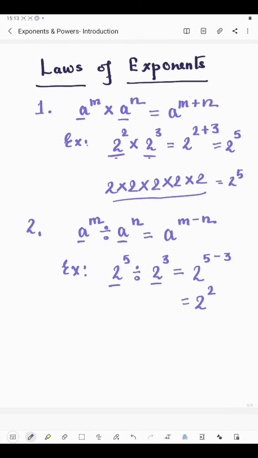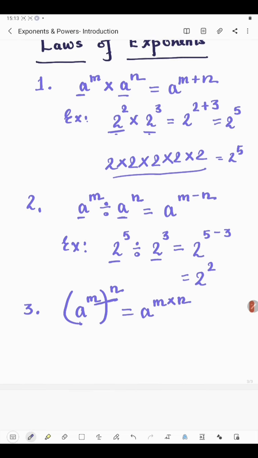So that means when we have the same base and in between divide sign is there, then powers are subtracted. Now coming to law number 3, which is a to the power m whole to the power n. Then we just multiply the power. So we'll write the base and powers of power will be multiplied. So it will be m multiplied by n, which is mn. Just take an example now based on this, say 5 to the power 2 whole to the power 3. This 3 is the power of 5 square. So when we have power of power, we just multiply the power.